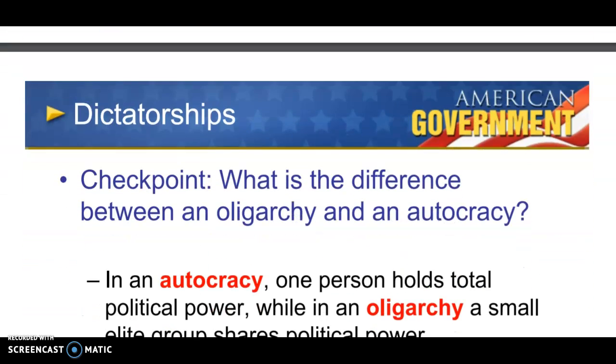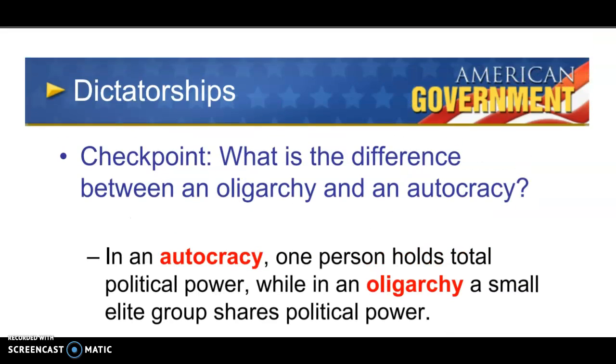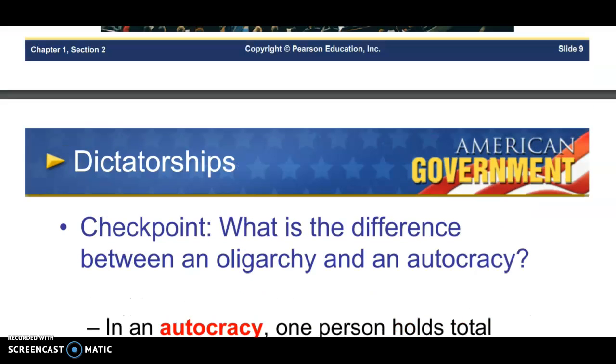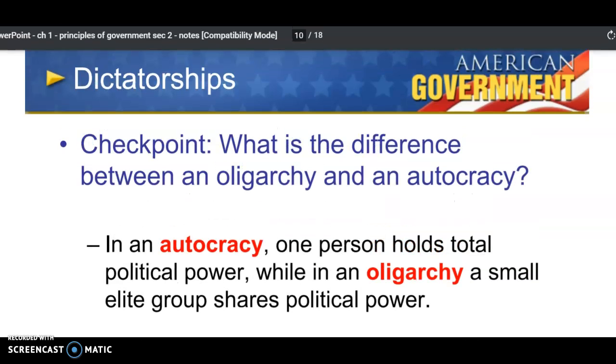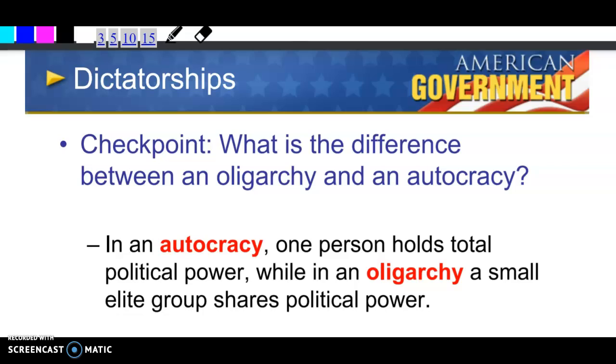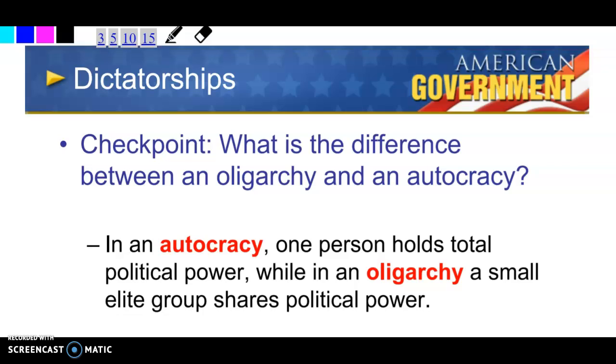All right, so your next heading should be dictatorships. That's our next example of governments around the world today. So your next subheading is going to be dictatorships, and now it's going to talk about different kinds of dictatorships. So your first bullet is going to talk about an autocracy.